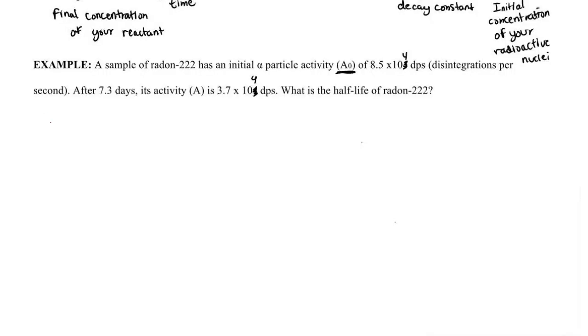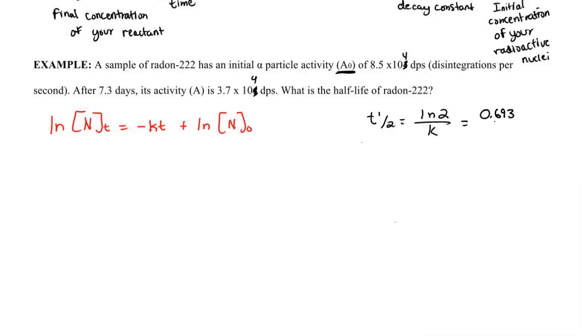So here, it's going to be ln Nt equals negative kt plus ln N0. And here they're asking us for half-life. Now remember, for first order, half-life equals ln2 divided by k. And here we're going to say that ln2 is the same thing as 0.693 when you punch it into your calculator. They're asking me to find half-life, so what I need to find is k.